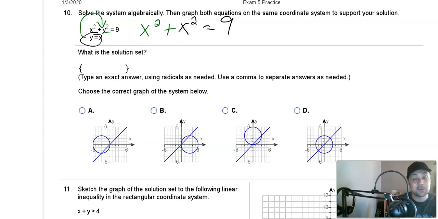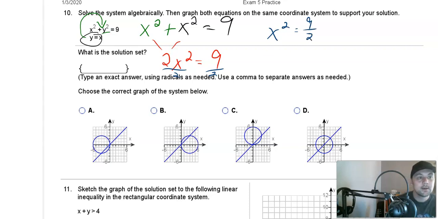And this one, the answer is not going to work out so nice, but we'll combine like terms here. We'll get 2x squared is equal to 9. And then we want to solve for x. It's technically quadratic, but you don't have to factor it because there's no x term. There's just x squared. You can just get x by itself. So we'll divide by 2 on both sides. We'll get x squared is equal to 9 over 2. Take the square root of both sides. You get x is equal to the square root of 9 over 2.